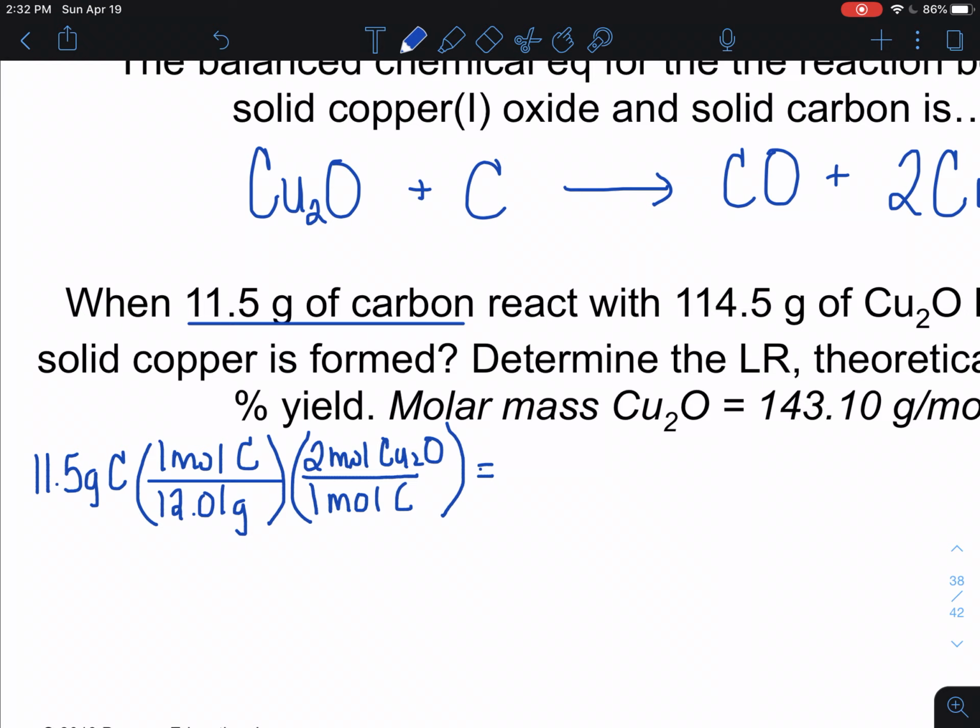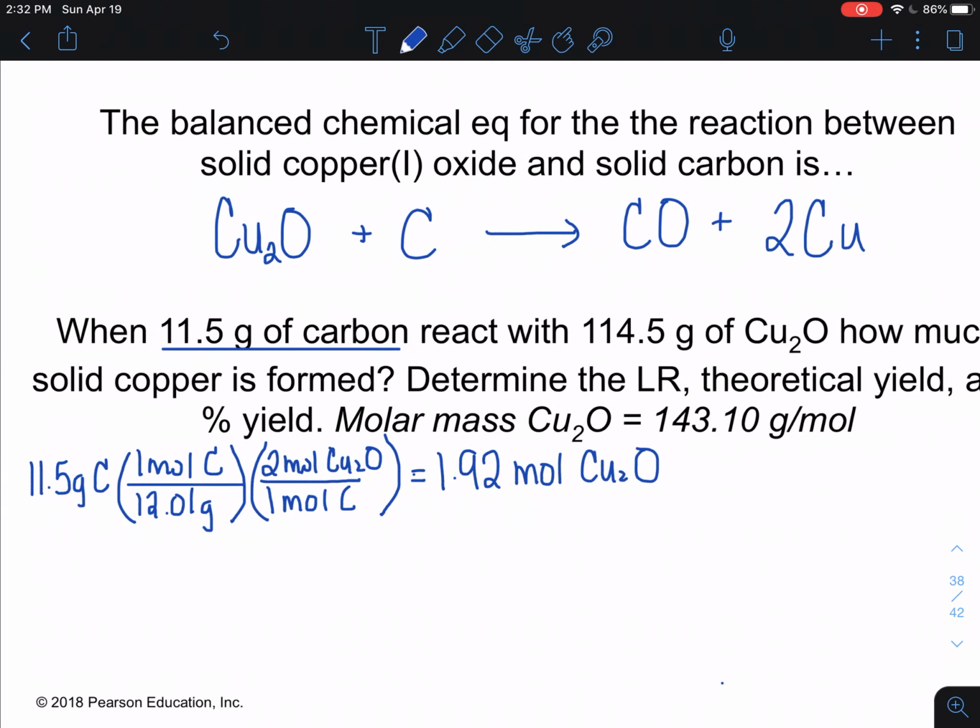I hope everybody's with me on this. You're not just listening to me mumble to myself. All right, so that's going to give us 1.92 mole copper oxide.